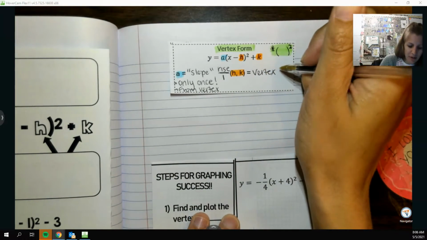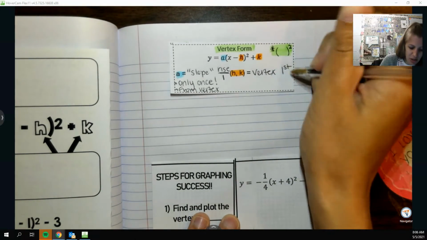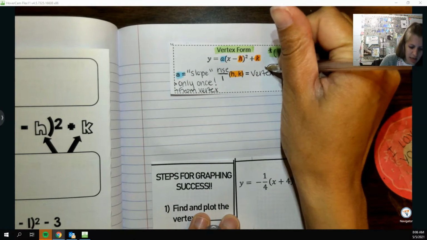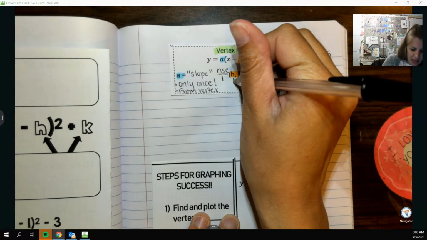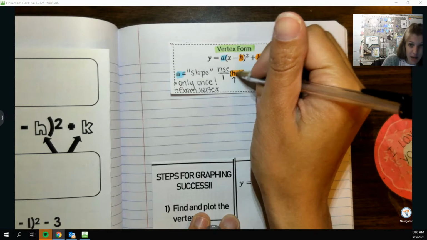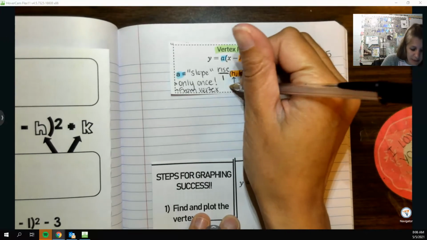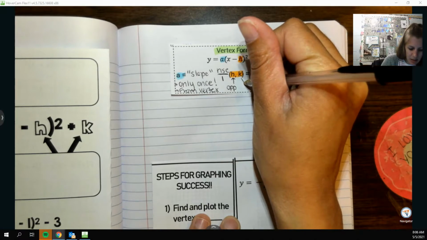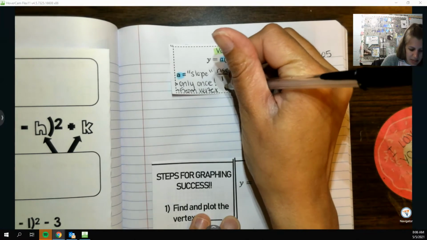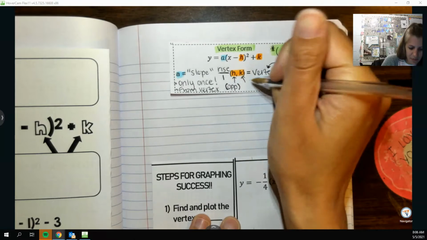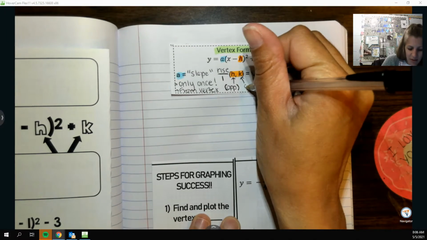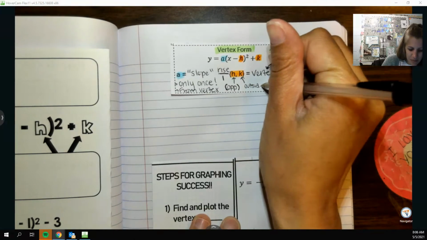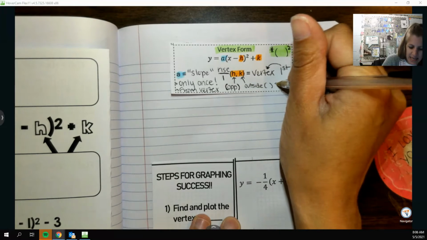So we want to plot our vertex first. And guys, the thing to remember here is that H, the number that I get from inside parentheses, is always going to be opposite of what you see. And I'm going to put it inside parentheses because that's where it comes from. K is always going to be outside parentheses, and it stays the same.